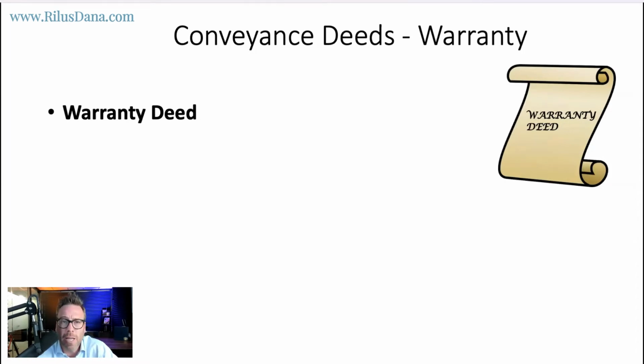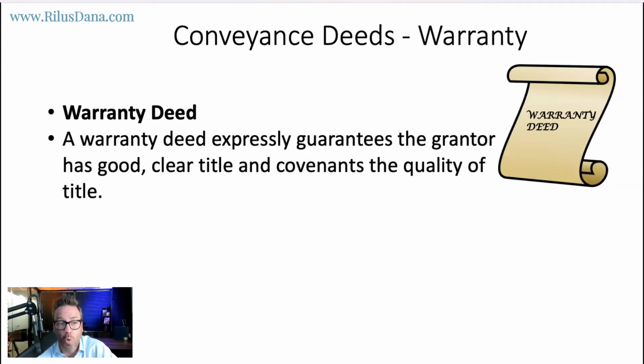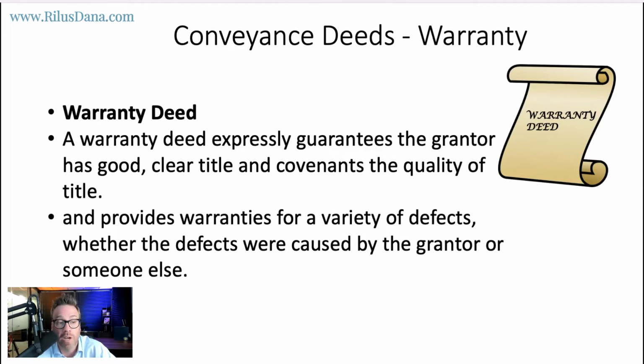Now, there's different types of conveyance deed. That's why this gets so confusing. There's a warranty deed. A warranty deed expressly guarantees that the grantor has good, clear title and covenants the quality of title and provides warranties for a variety of defects, whether the defects were caused by the grantor or someone else. So this contains the most promises. They promise that they own the property and they promise to defend against defects.